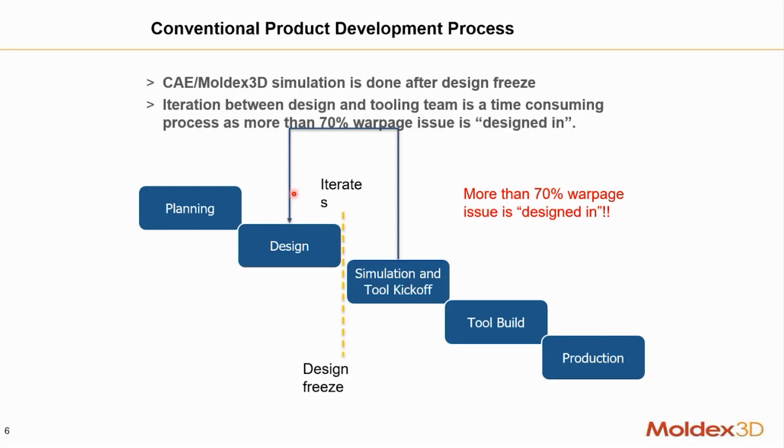The first one is, in the past, usually the company or users, once they finish the design freeze, send the model to the simulation or tooling guys, and most of the time the warpage issue is already designed in. That is why there's back and forth between design and simulation before they kick out the tool.